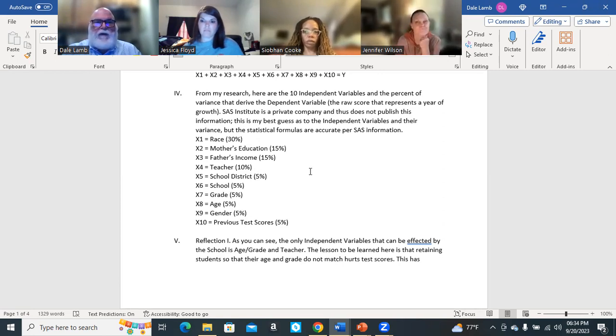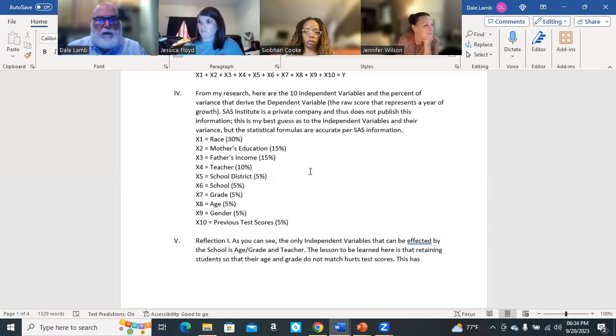Race counts 30%. Mother's education, father's income. Teacher should be 10. School district 5, school 5, grade 5, age 5, gender 5, previous test scores 5. Those are the things that matter. Those and only those. And so we control for everything except for the teacher. We put the teacher in the equation as 10. So if the teacher adds the value that they're supposed to, the kid will make their grade.